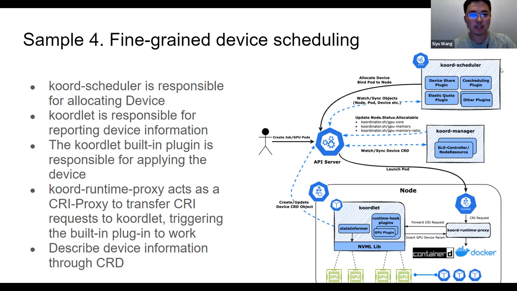Okay, the Koord-scheduler is compatible with the upstream scheduler, the Kubernetes scheduler. But based on this, some plugins we can cooperate with the Koordlet, such as the device share plugin. It will use the Koordlet reporting the device CRD to do the device share scheduling. And some other plugins, such as the Elastic Quota plugin, which is totally compatible with the upstream Elastic Quota API.